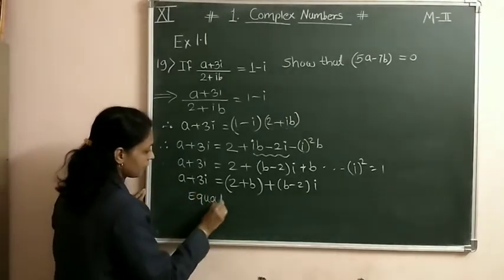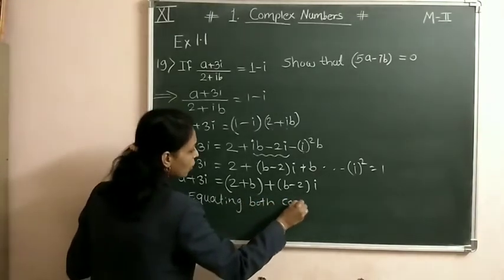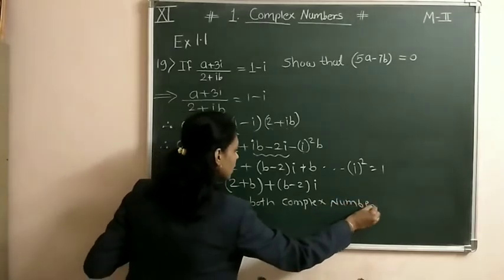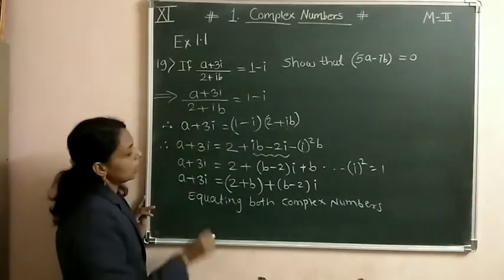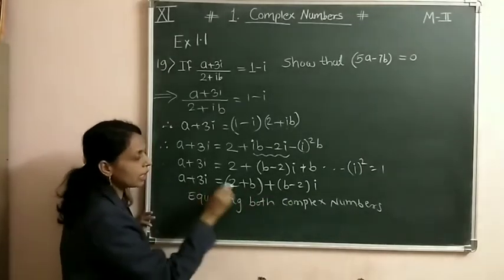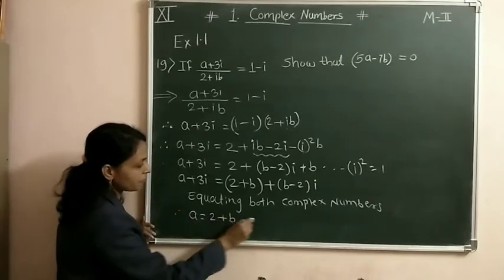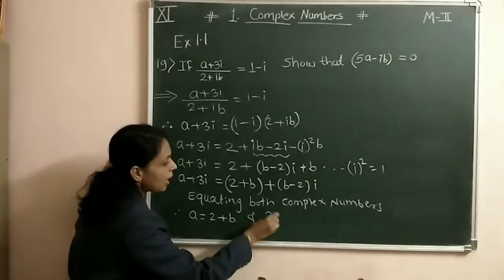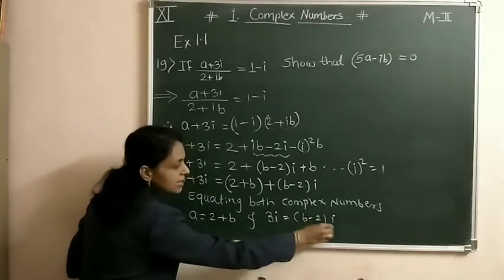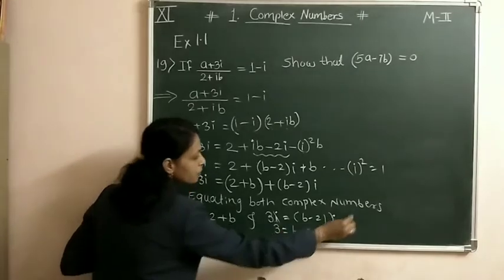Equating both complex numbers. So compare imaginary part to imaginary part and real part to real part. Therefore, a is equal to 2 + b and 3i is equal to (b - 2)i. This i and this i get cancelled, so we get 3 is equal to b - 2.